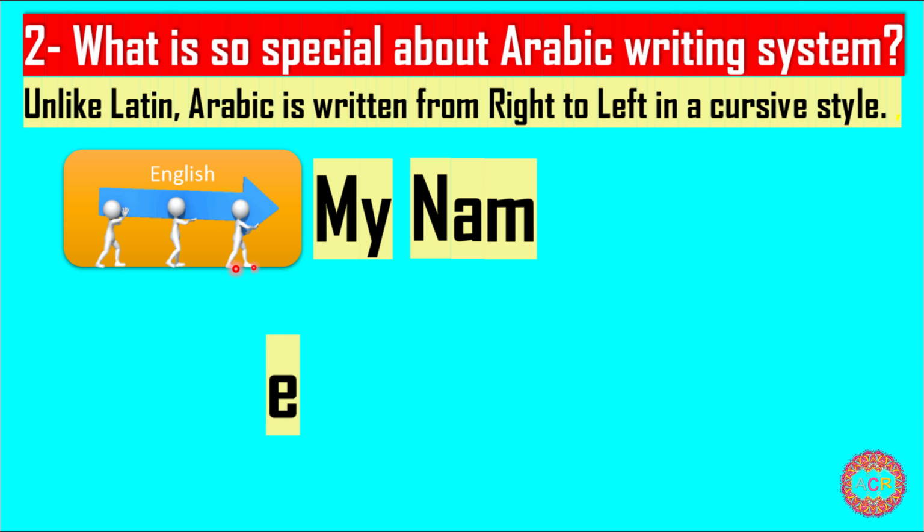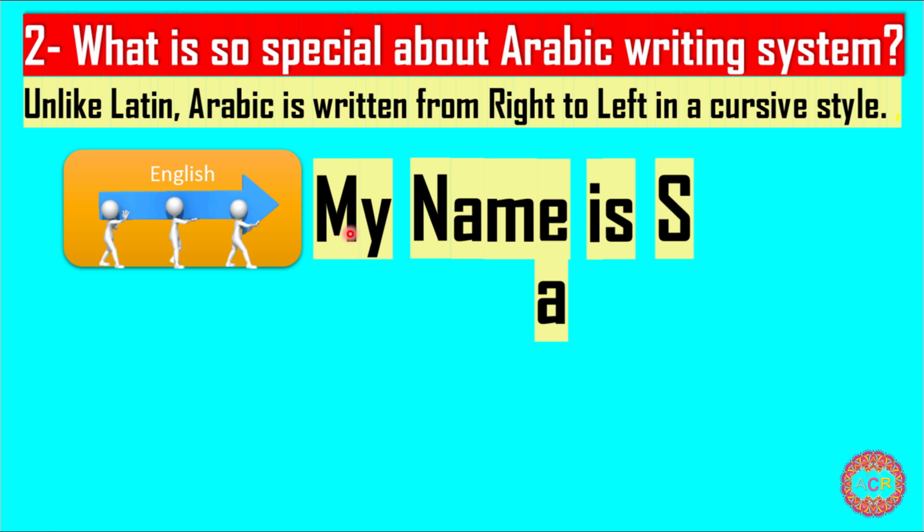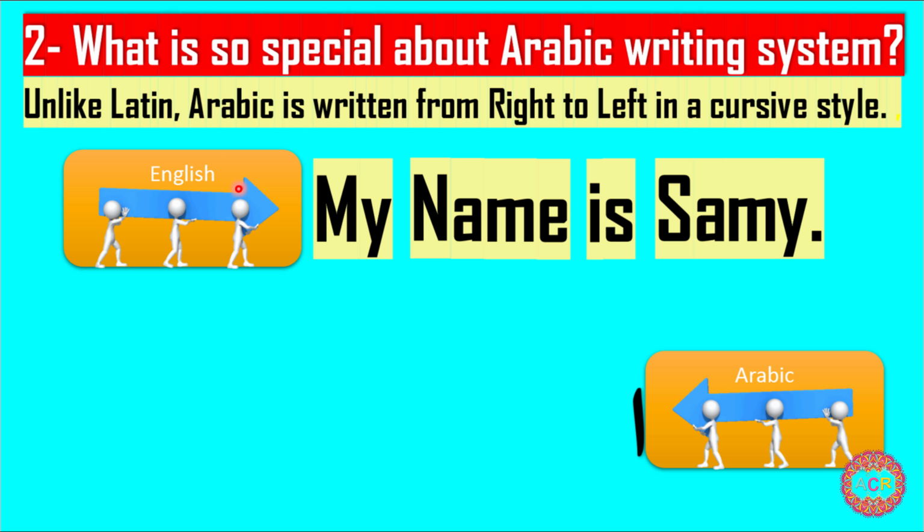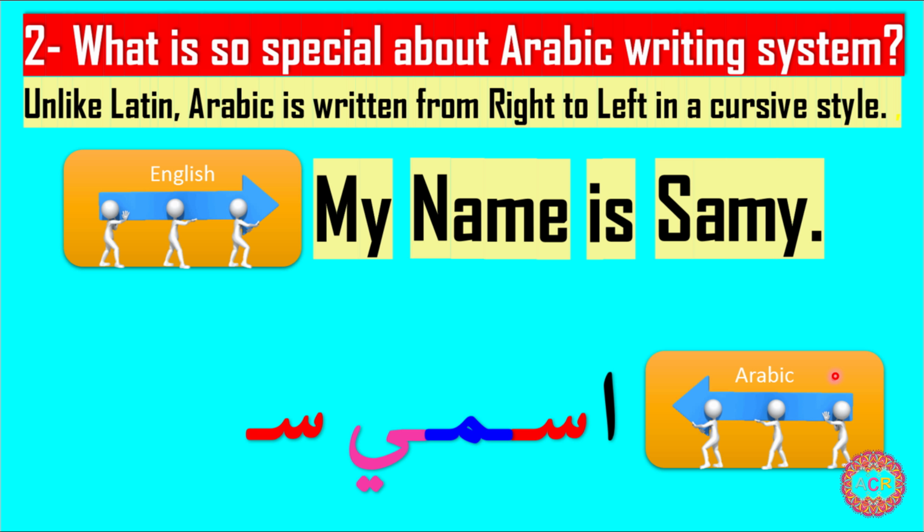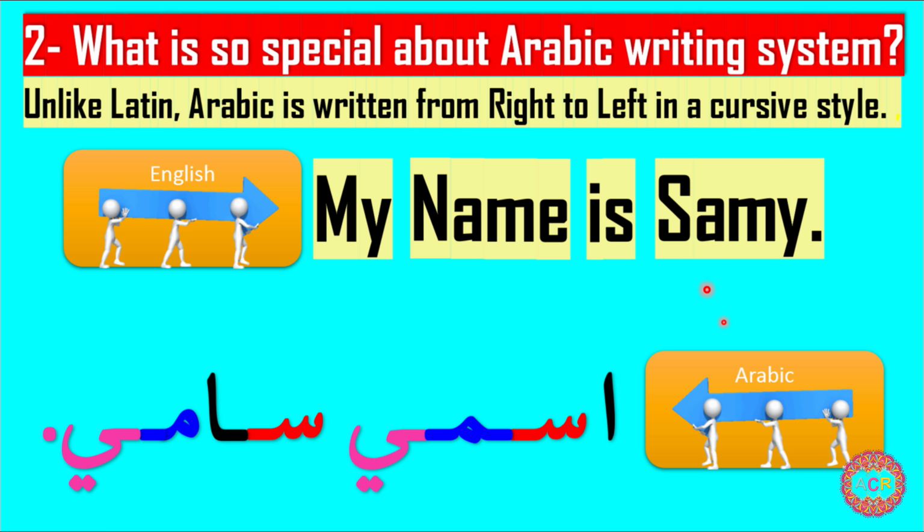So here in English we start from left to right. As you see, my name is Sami. We start from left to right. But Arabic, if I want to write the same sentence in Arabic, I write Ismi Sami from right to left. So the direction of writing is different. In English from left to right, in Arabic from right to left.